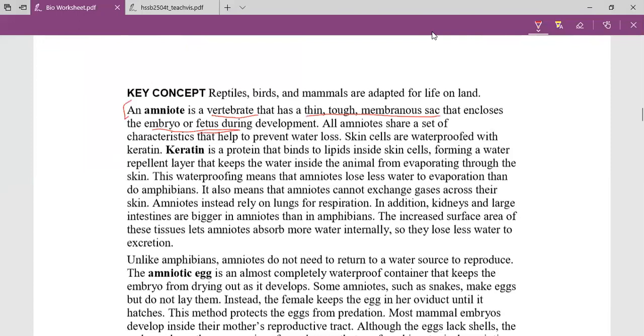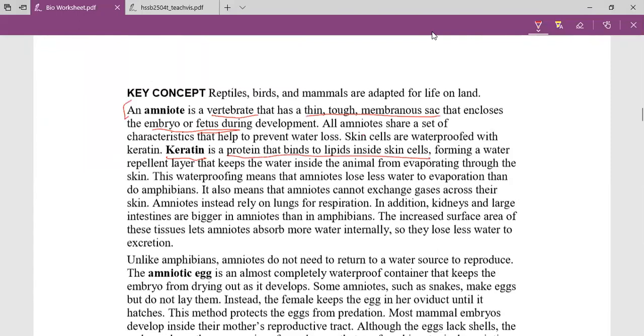Skin cells are waterproof. This is one of the qualities. The skin cells of all amniotes are waterproof. Why is it waterproof? Because it's made up of keratin. Keratin is a protein that binds with lipids inside the skin cell. When it says skin cells are waterproof, it doesn't talk about the embryo, it talks about the adult stage.